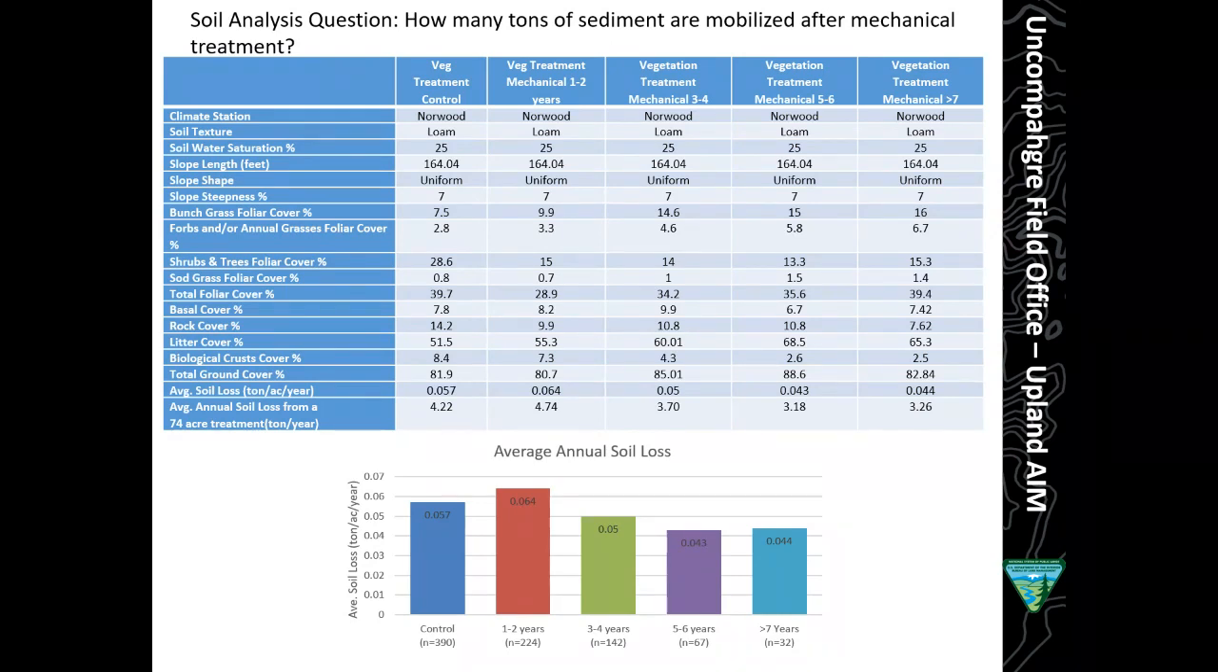And then the resulting output from the model is average soil loss, and we were able to break this into the same grouping of what would be expected 1 to 2 years post-treatment on through 7 years. And it did indicate that initially when you have less cover, you see a corresponding increase in your soil loss, but eventually, after 7 years, it does result in a lower tons per acre than the control points. Next slide.